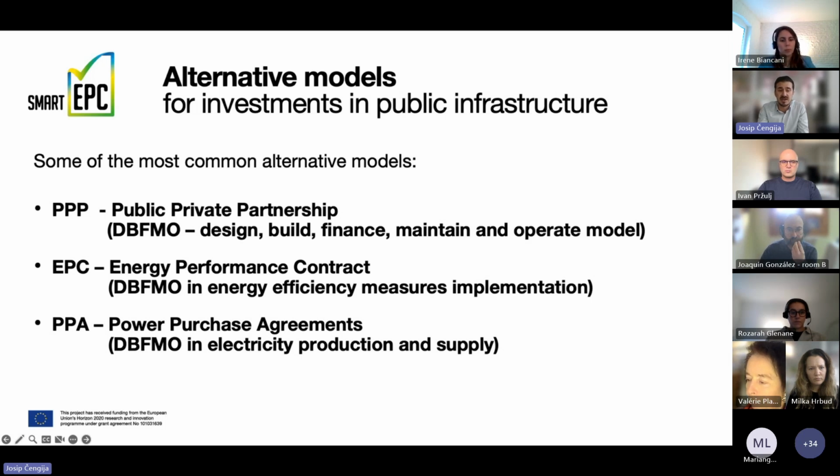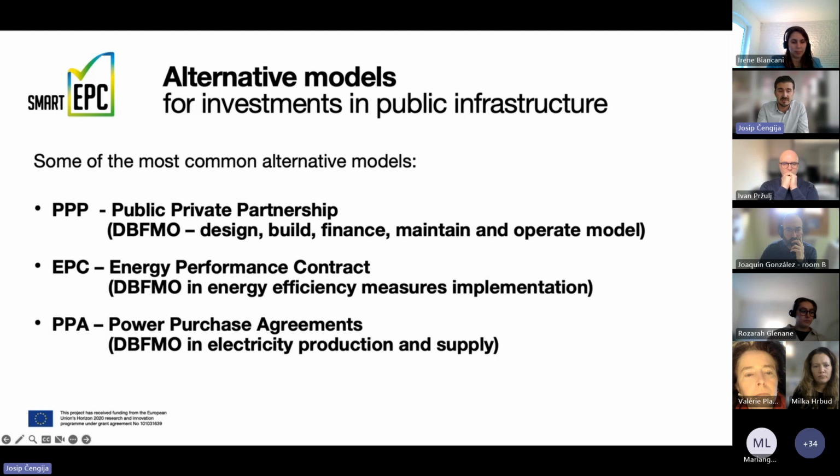DBFMO stands for Design, Build, Finance, Maintain, and Operate model, and in essence, it tells you what this model includes. Under one contract, a public sector client will procure design documentation and construction of the facility. It will all be financed by a private sector company, and that facility will be maintained and operated by that private sector company.